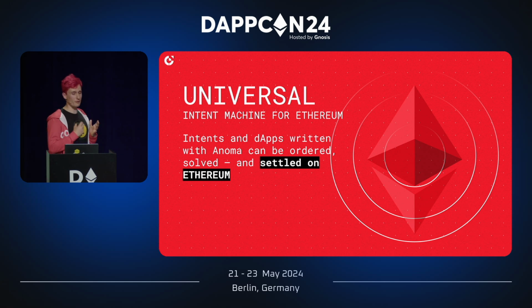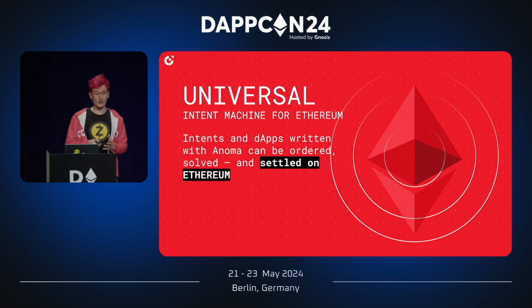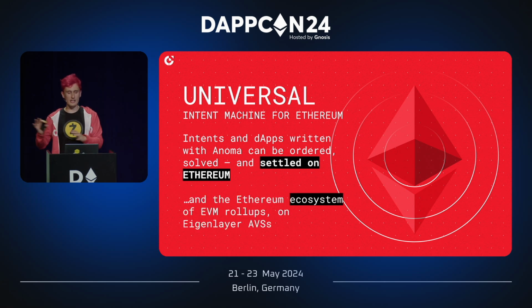So, Anoma is a universal intent machine for Ethereum. Intents and dApps written with Anoma can be ordered, solved, and settled on Ethereum, or anywhere in the ecosystem, right? This could be on an EVM rollup, this could be on an Eigenlayer AVS, you name it. This could be on a ZK EVM rollup, on a ZK VM rollup, wherever you can build an Anoma protocol adapter in order to get access to the intent stack, you can use this to settle there.